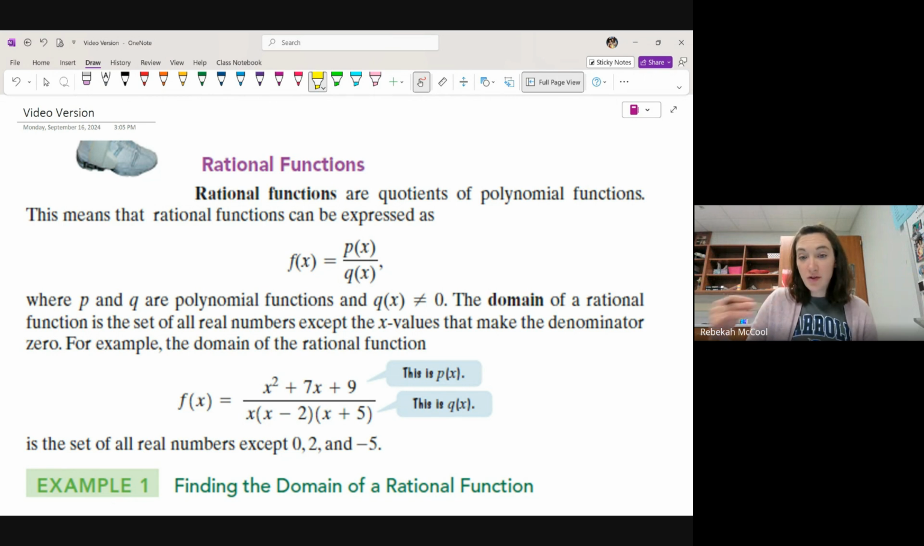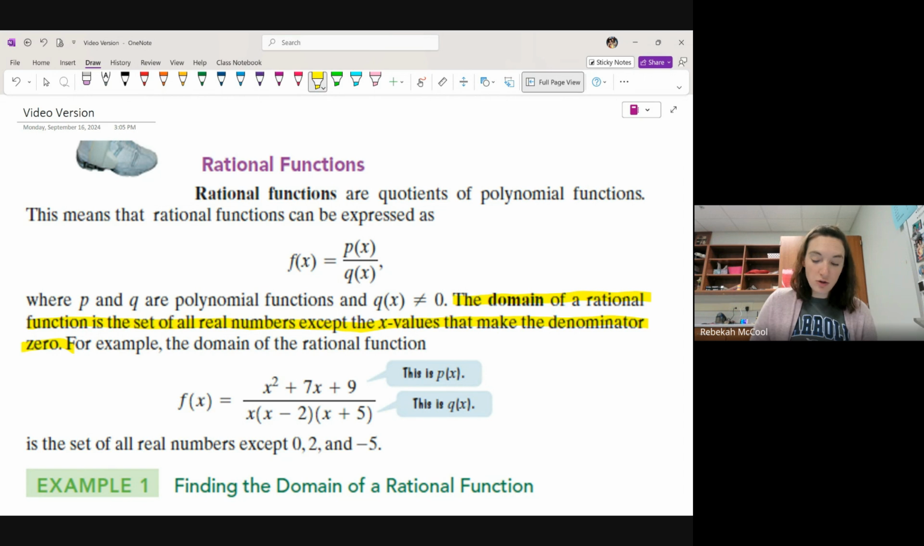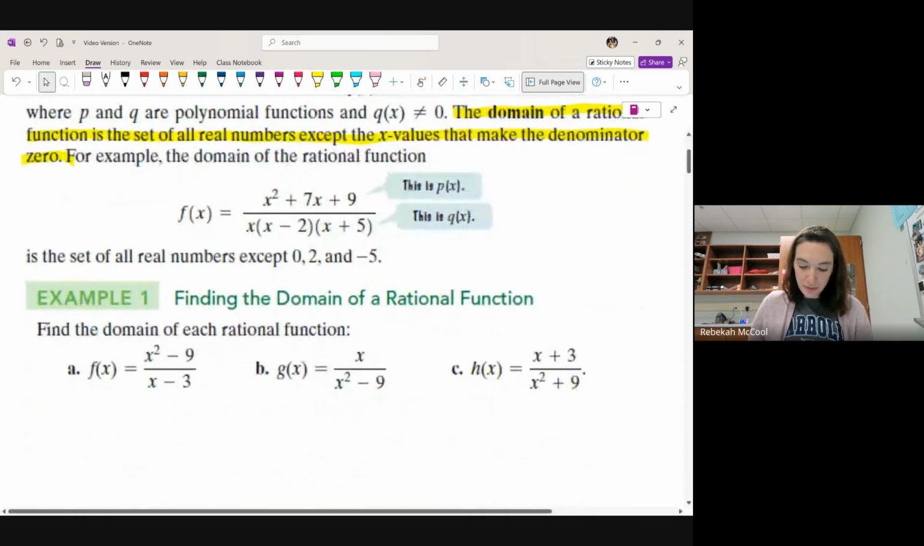So that means we're going to have a fraction with variables in the numerator as well as in the denominator. Anytime we're dealing with variables in the denominator, we're going to run into domain issues. So the domain of a rational function is the set of all real numbers except the x values that make the denominator 0. Remember, that's our biggest problem in math. We can't divide by 0. So those are the issues we're going to run into with domain.